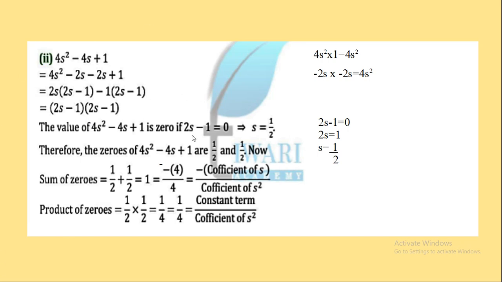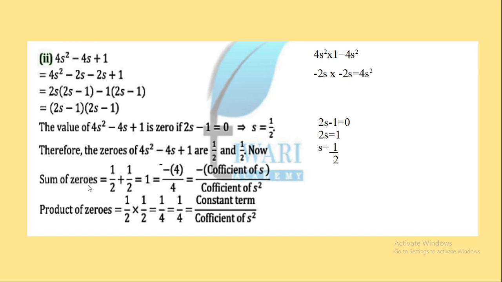Here, when 2s minus 1 equal to 0, the value of this polynomial will be equal to 0. That is, when s equal to 1 by 2. Okay. And thus we are getting the two zeros, that is 1 by 2 and 1 by 2. Now we have to verify the relationship between these zeros and its coefficients.